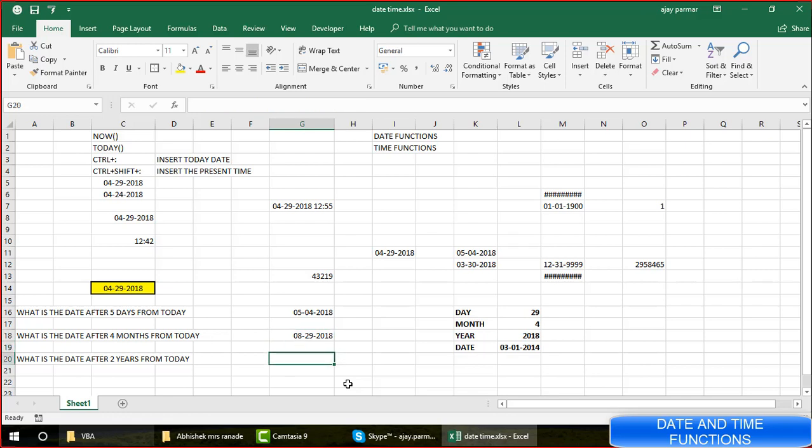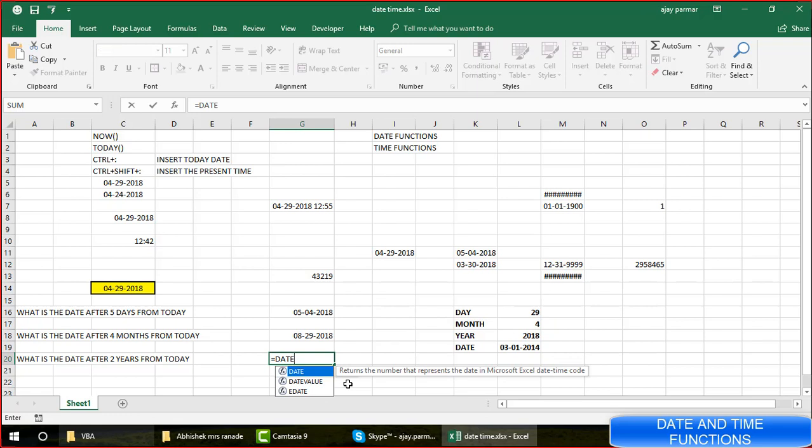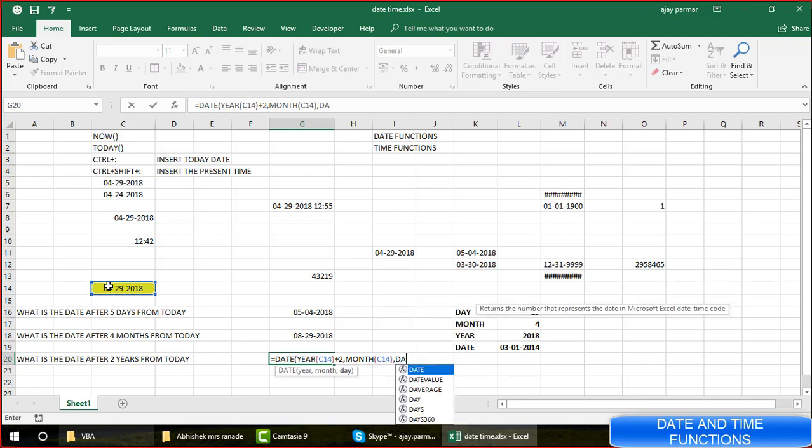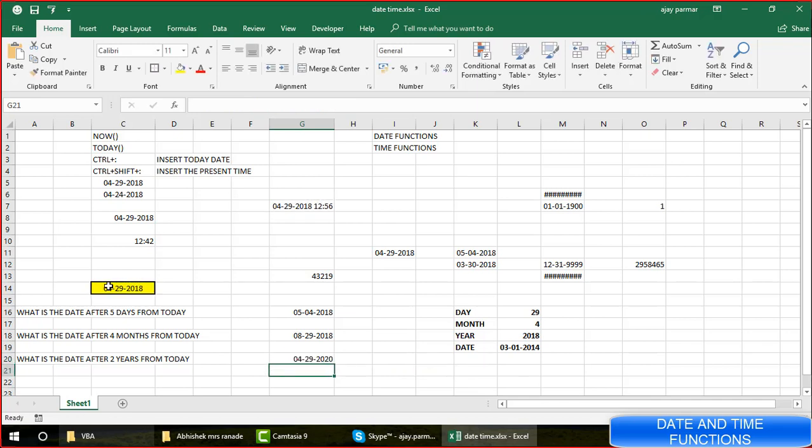Same way, if I have to see what would be the date after 2 years from now, we can use the date function. We can say year, extract the year 2018, add 2 to it, and then the month remains as it is, no change in the month, no addition, and then day. So you'll have the day and the month as it is, but the year will be added. So we have 29th of April 2020. So that is how all the things are going on.